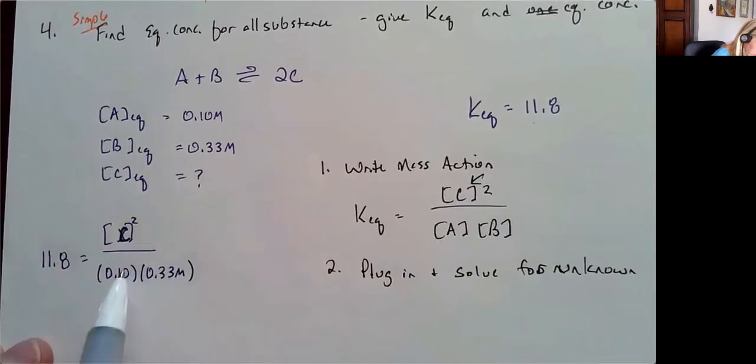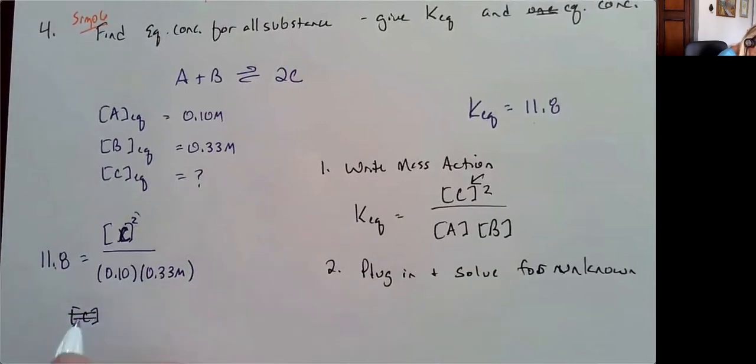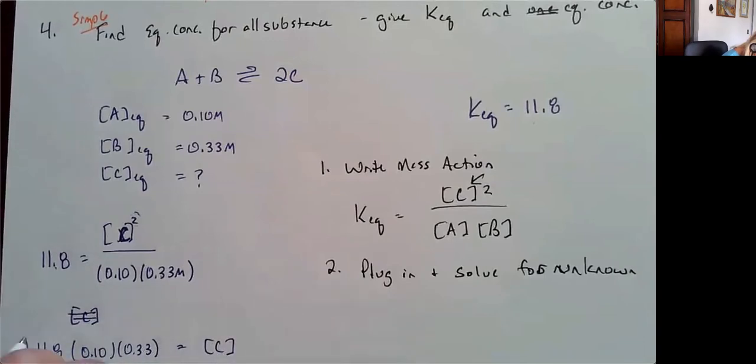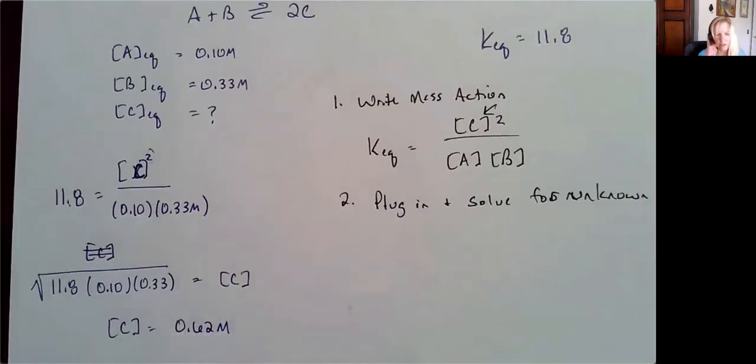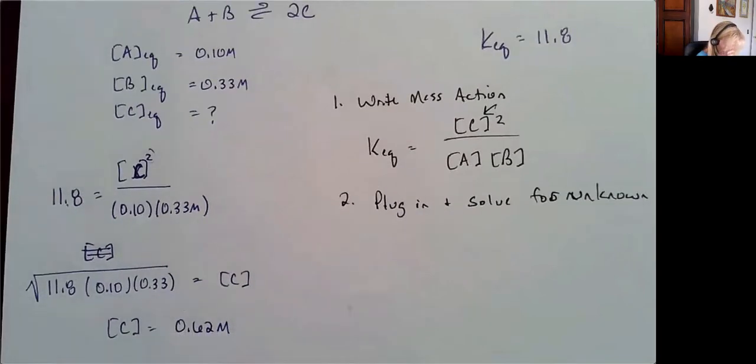So I'm going to multiply these together, then I'm going to multiply it by 11.8. So here I'll write this out. This would be 11.8 times 0.10 times 0.33 equals the concentration of C squared, so I'm going to take the square root of it. That means C is 0.62 molar. Right, so that is the fourth way, and the fifth way is our more complicated way.